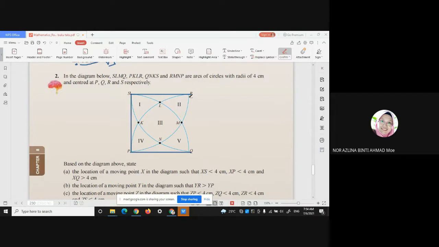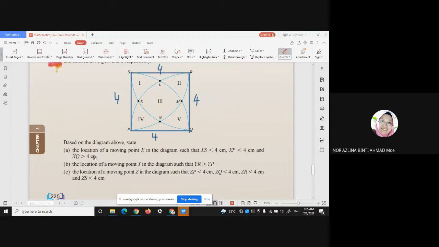So we know SLMQ is a quadrant with centre P. RMNP is a quadrant with centre S. PKLR has centre Q, and the last one, QNKS, has centre R. Now the information given is 4 cm. 4 cm means radius 4 cm. So all sides are 4 cm.